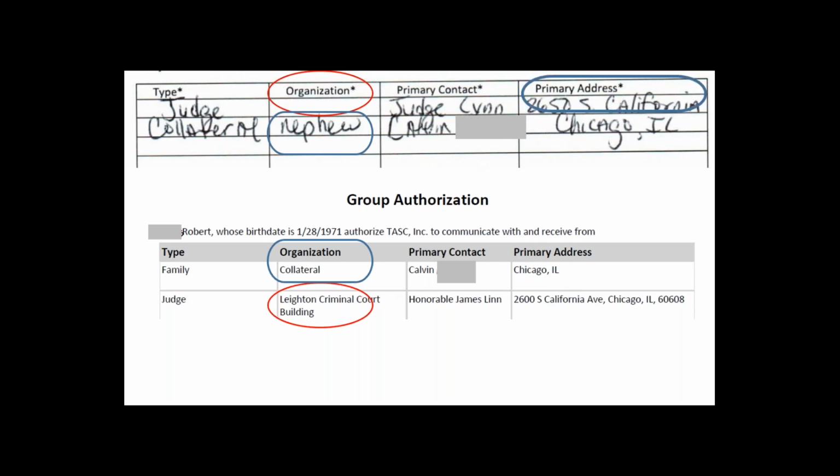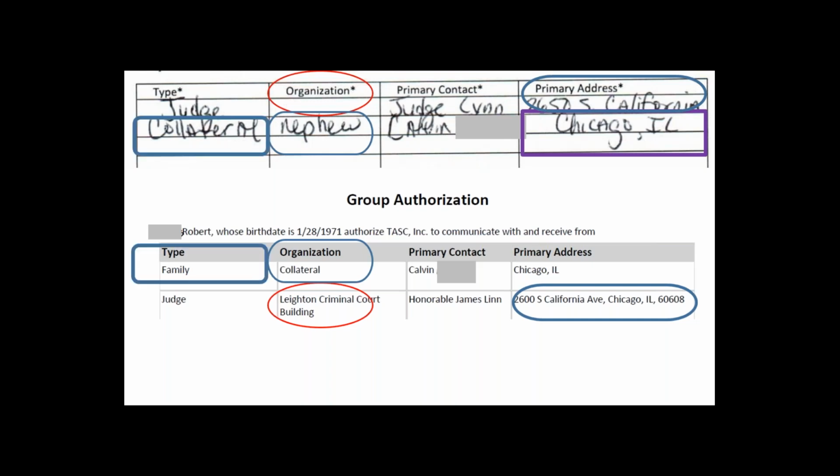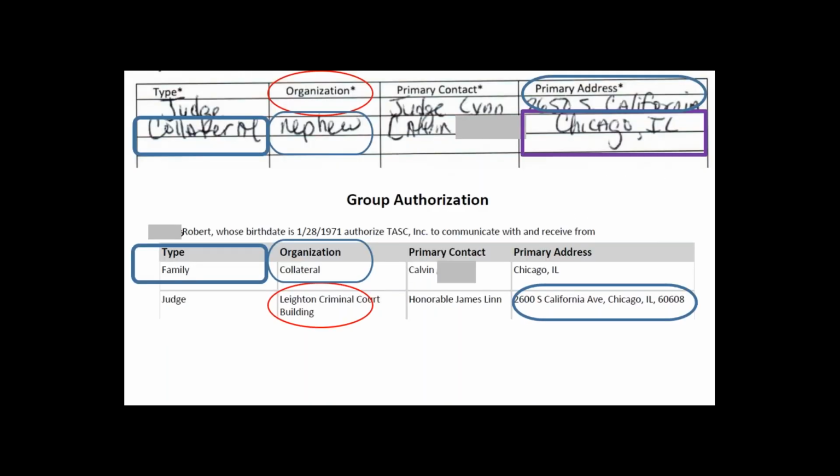On the far right, primary address, they put 2650 South California. And on the typed form, they wrote 2600 South California, Chicago, Illinois, 60608. It is important when you're completing any address that you have the street number, the street name, the city, state, and zip code. And again, they must match. Here in this example for the collateral, they wrote Chicago, Illinois. And although they did copy it down below, it did not meet the criteria of having a street number, street name, and a zip code.